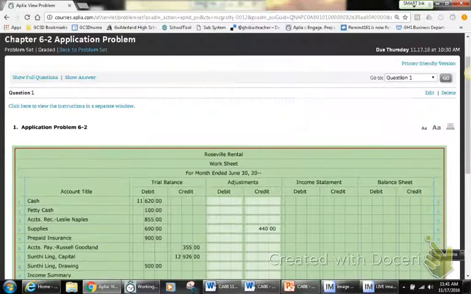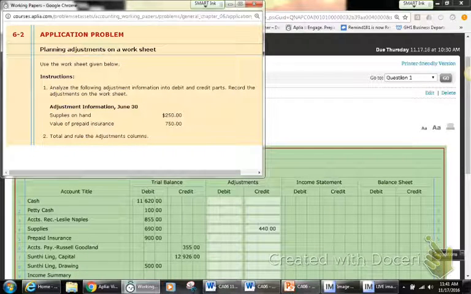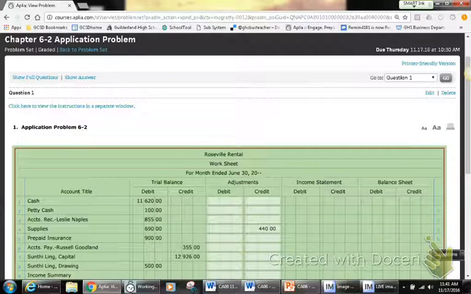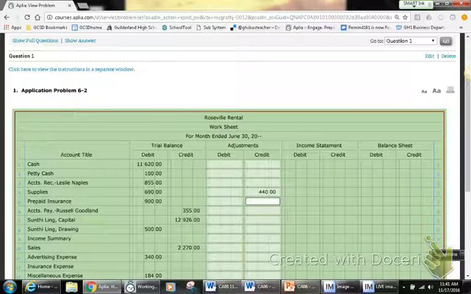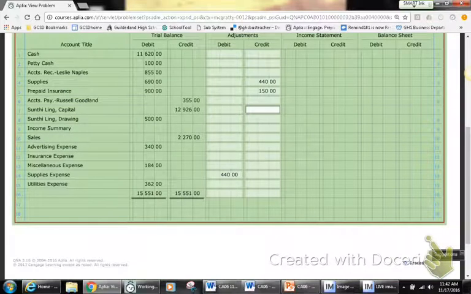Okay? How about with that prepaid insurance? Prepaid, it's showing the values at $750 at the end of this period, but our ledger balance shows us at $900. So what do we have to do again here? You have to credit it too for the difference. So we subtract what? And we get what? $150. And we're going to credit the asset and debit the expense.